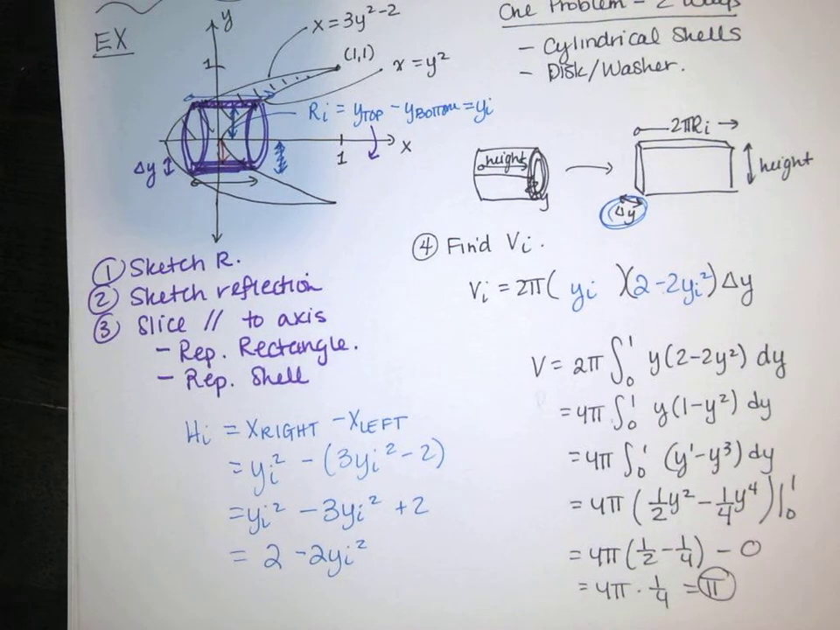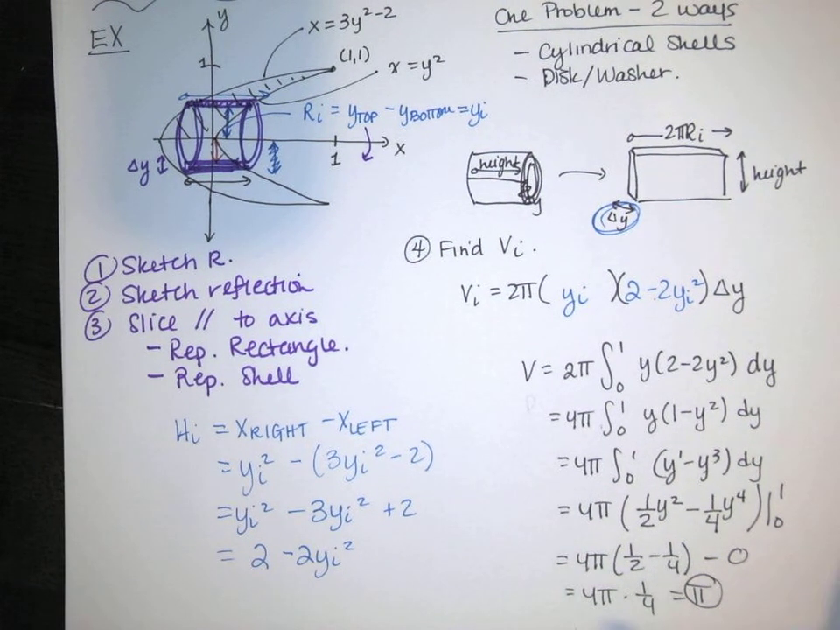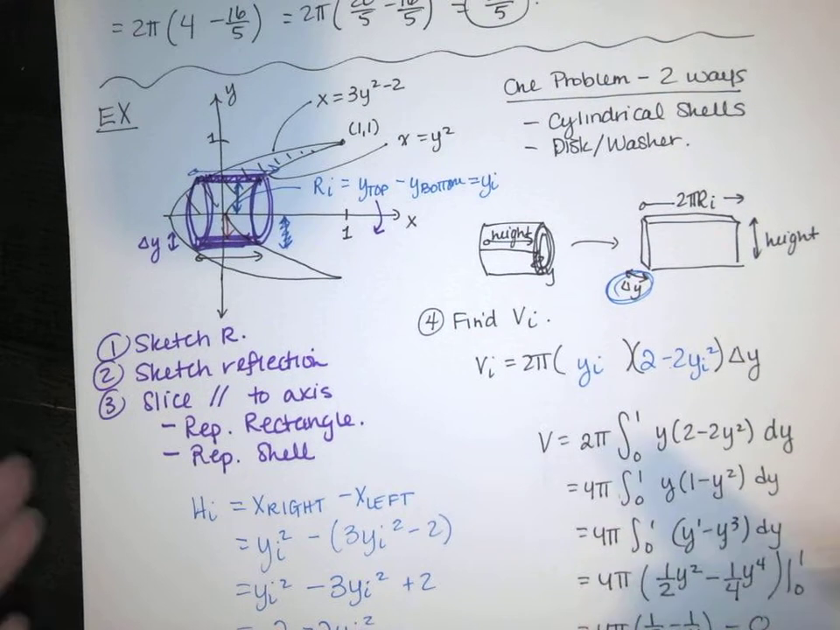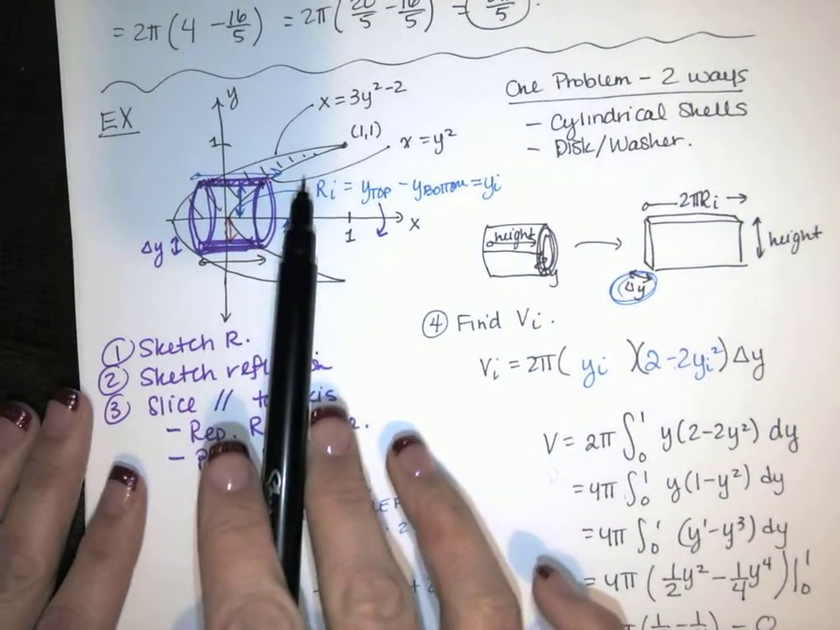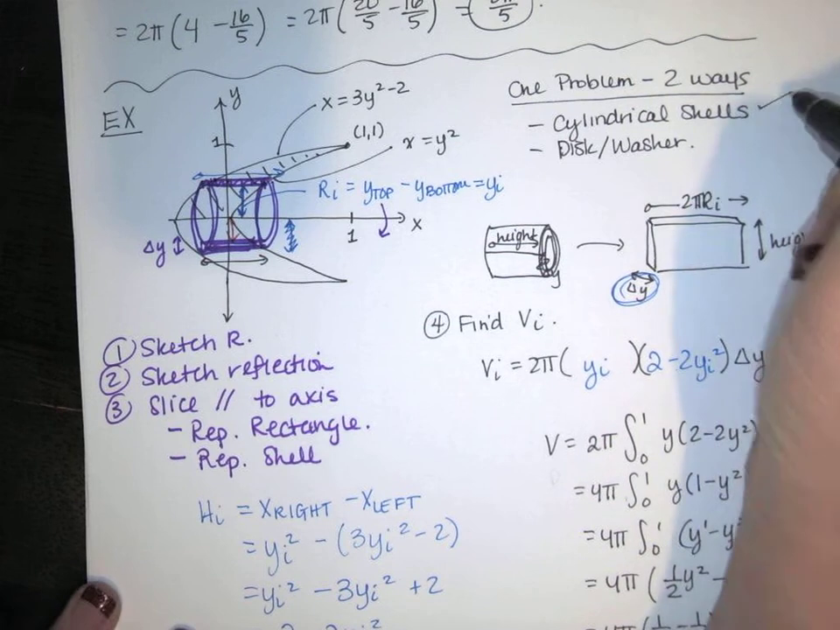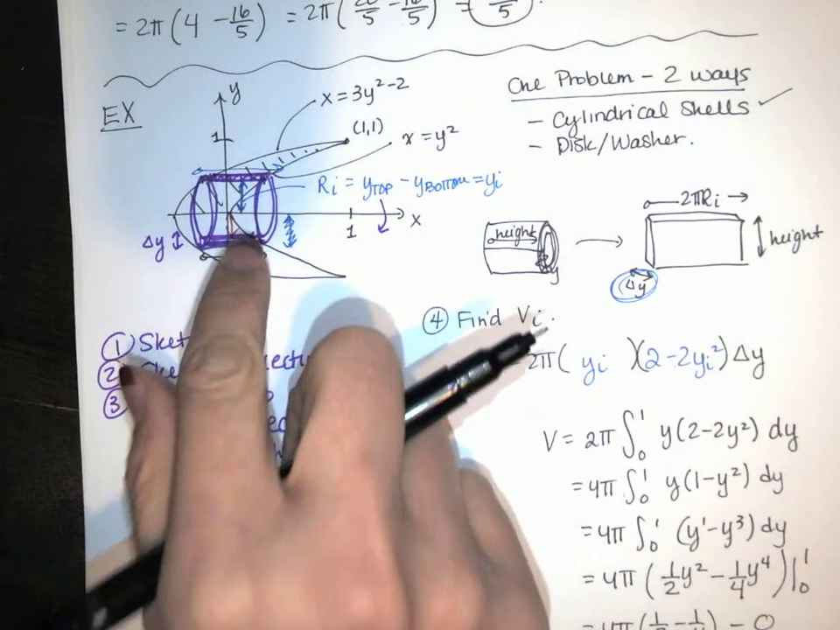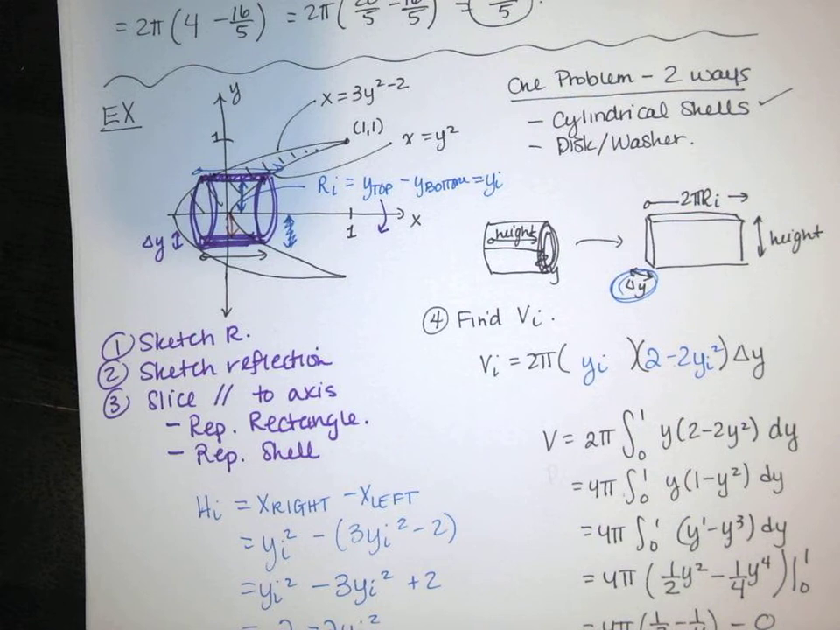Isn't that nice? I love pi. I love the mathematical constant pi. I love actual pi. Oh, that's really fun. Okay, so we've got this over here. That's the volume. That's the cylindrical shell method. It only took one integral. Now let's think about finding that same volume using the disc or washer method.